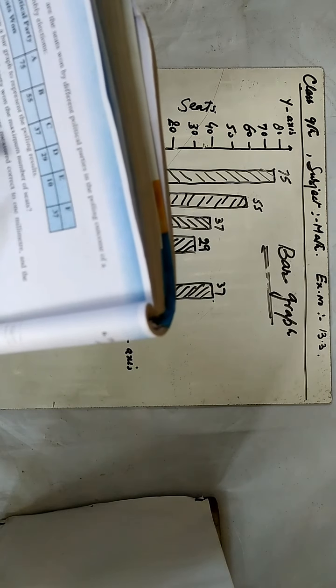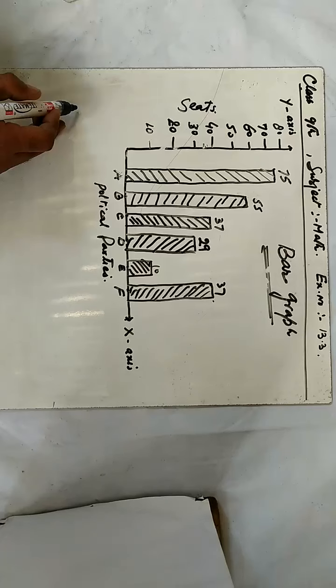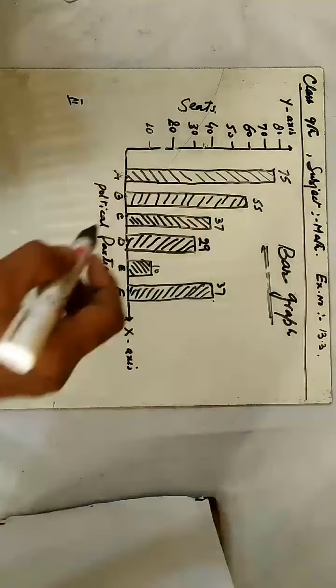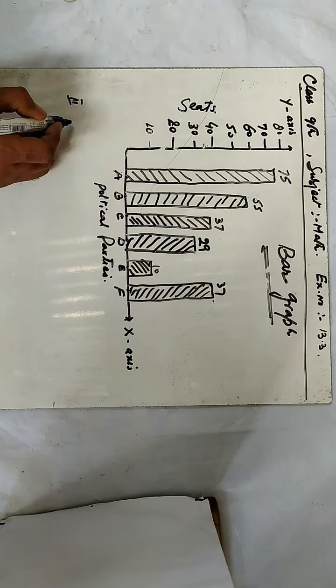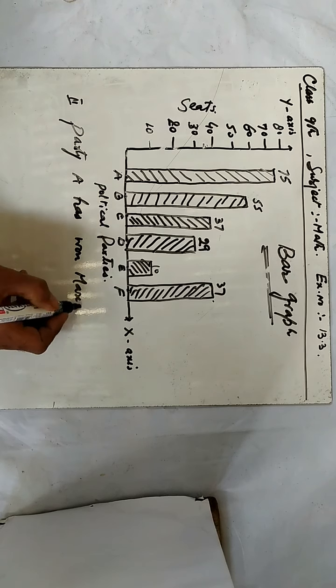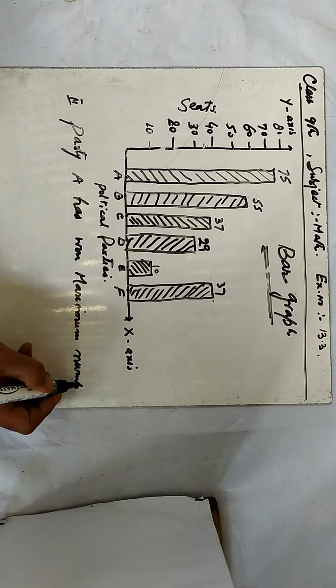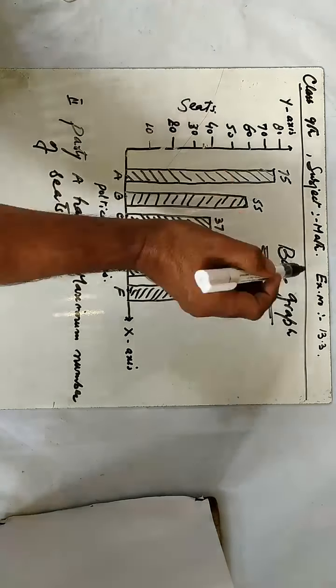Now: which political party won the maximum number of seats? Party A has 75, which is the maximum number of seats. So party A should be shown in the bar graph. 75 seats are won by party A. So party A has won the maximum number of seats. That is the part of the question for statistics.